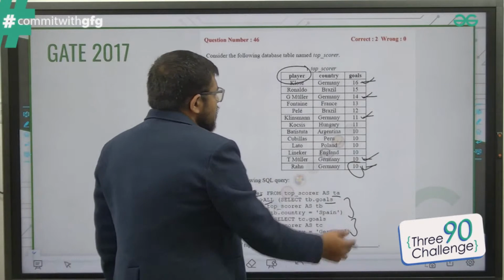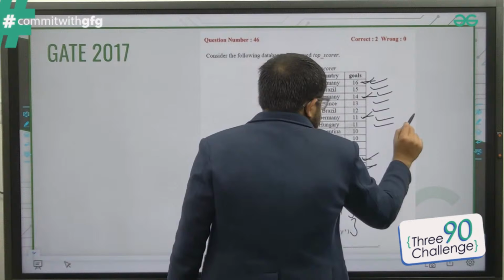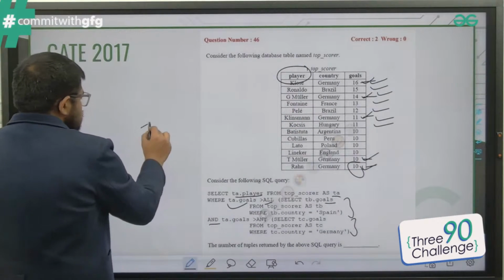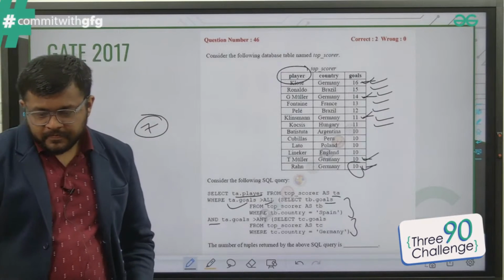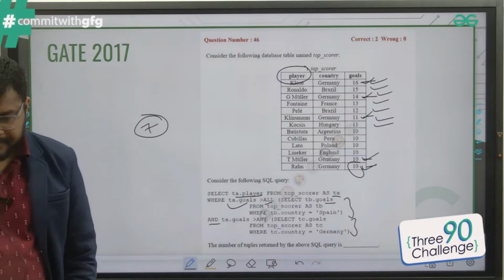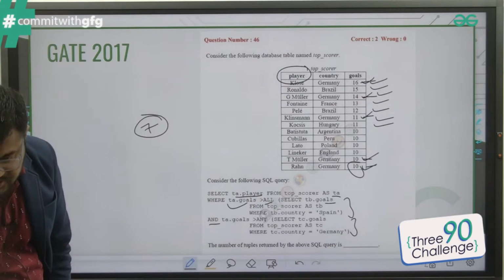So what all answers will I get? See, 1, 2, 3, 4, 5, 6, 7. There will be 7 tuples where the number of goals is greater than 10. So the number of tuples returned would be 7. Clear? Goals in range of 16 to 10.